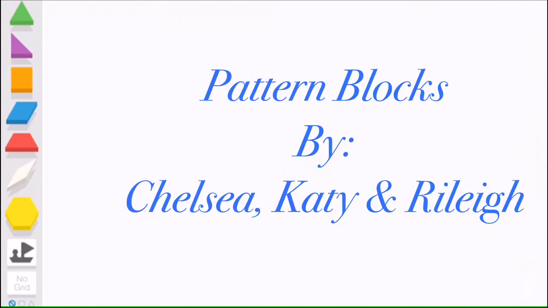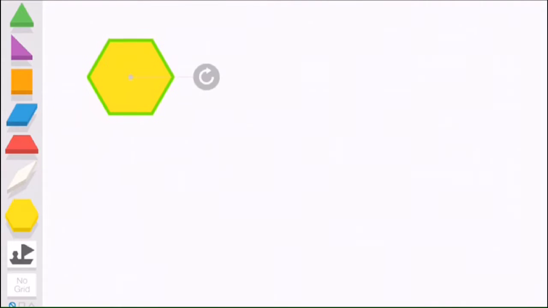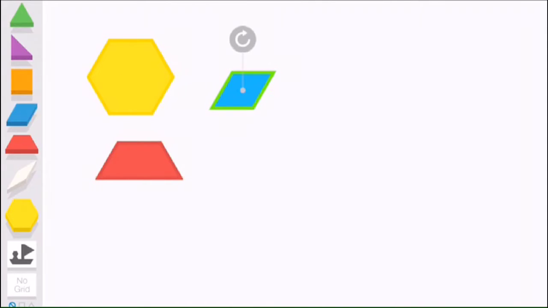In this video, we will be discussing the use of pattern blocks when learning how to add, subtract, multiply, and divide fractions. Here is the link of the website we are using to practice with the pattern blocks. We are using our hexagons, trapezoids, rhombi, which is plural for rhombus, and triangles.